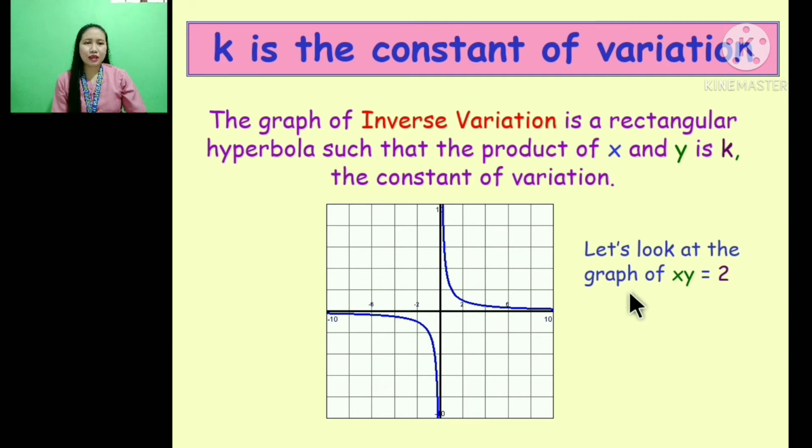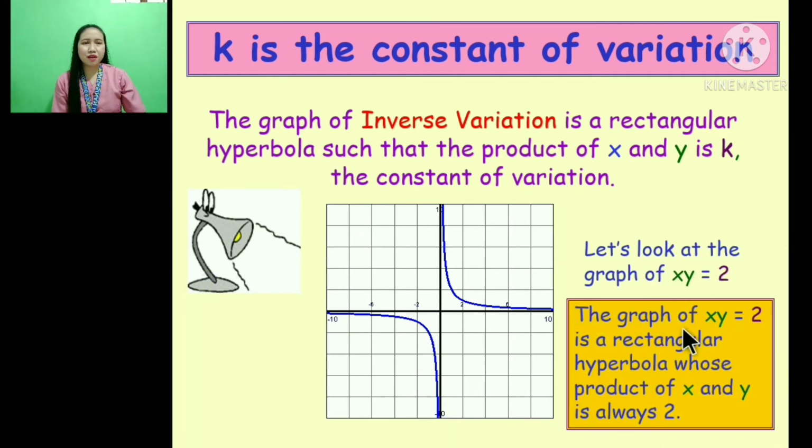So let's look at the graph of xy is equal to 2. The graph of xy is equal to 2 is a rectangular hyperbola whose product of x and y is always 2. So that is the graph of inverse variation.